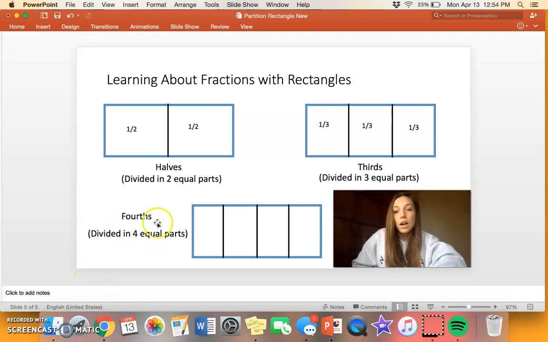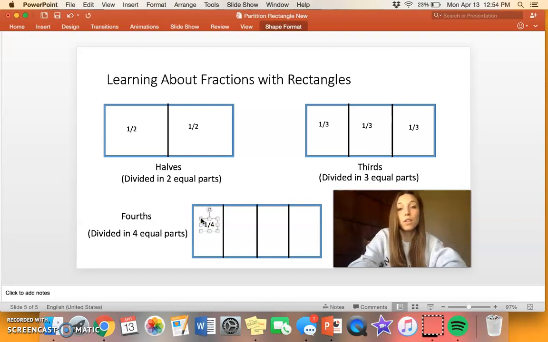And finally, we're going to come over down here and look at this one. This one's a little different because now it is divided into 4 equal parts. When it is divided into 4 equal parts, we call that fourths. All right? We are going to write this one as 1/4 because this is one of my 4 pieces. So each one of these pieces would be 1/4 because it is one of my 4 pieces, right?